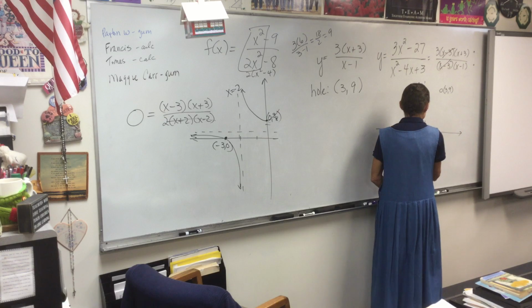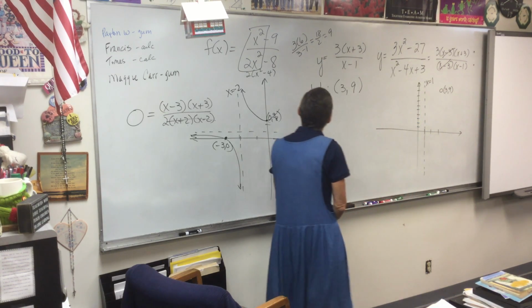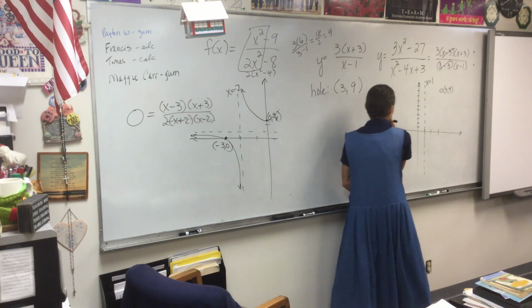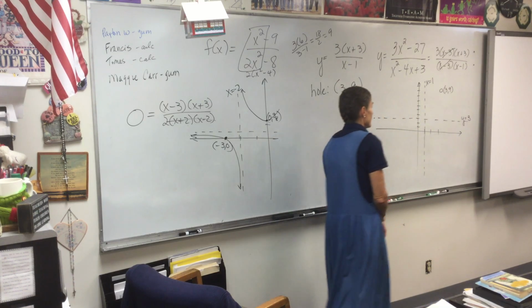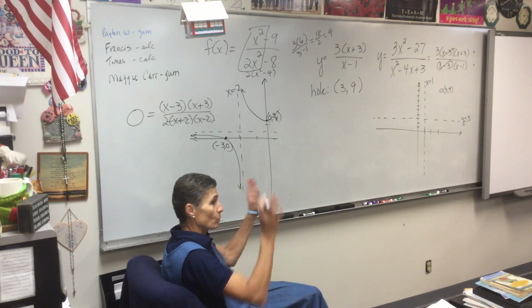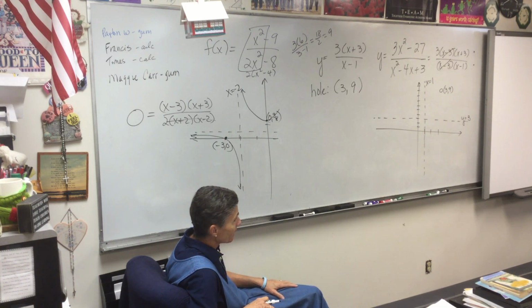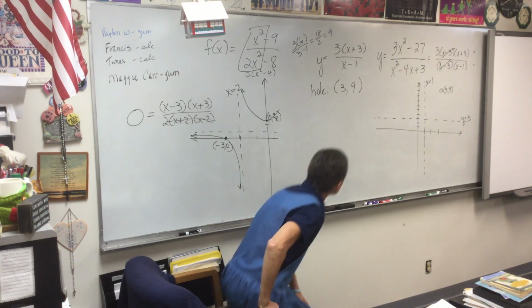And you have a vertical asymptote at x equals 1, and a horizontal asymptote at y equals 3. Now that is all of the stuff that we already had a quiz and test over a long time ago. Because there's a 3. Now I need my intercepts.